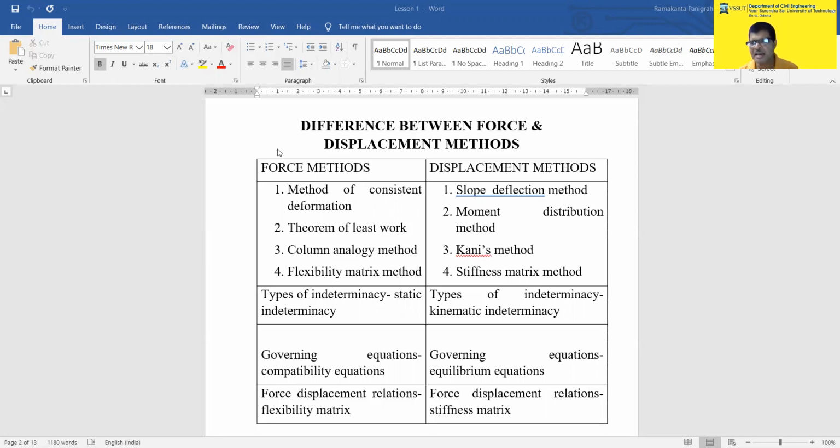Now let me give an example of what we mean by static indeterminacy and kinematic indeterminacy by giving a simple example. Let us take a fixed beam. Now in the fixed beam, we have seen it is statically indeterminate up to 3 degrees, but it is kinematically determinate. How? Theta is 0, the slope is equal to 0, and deflection is 0 at the fixed end.